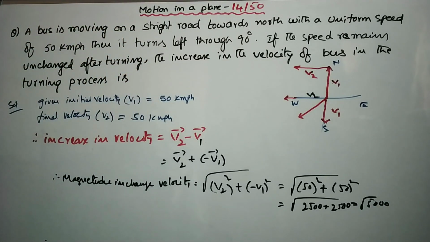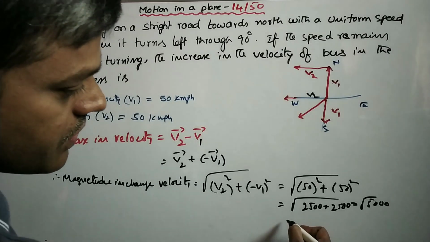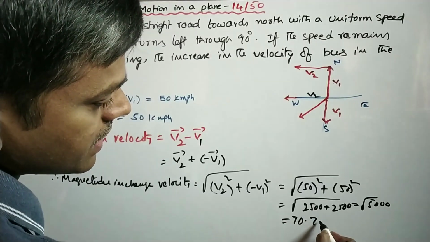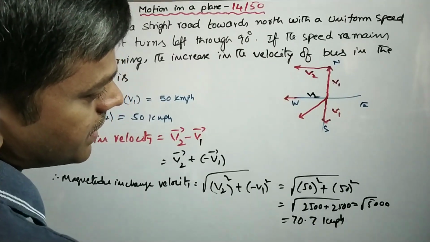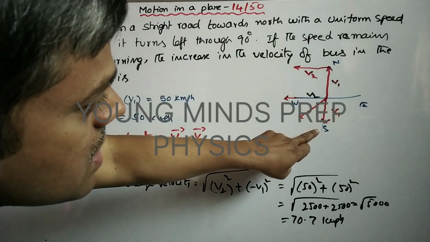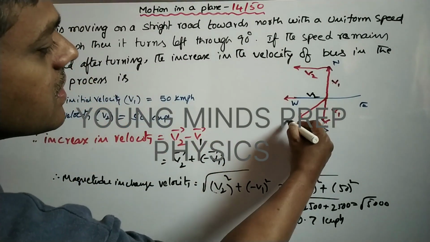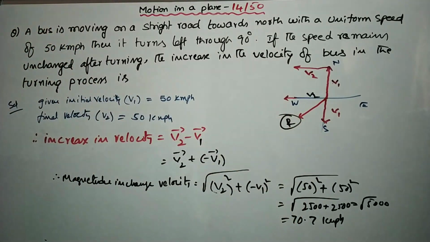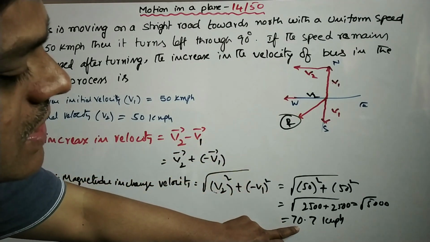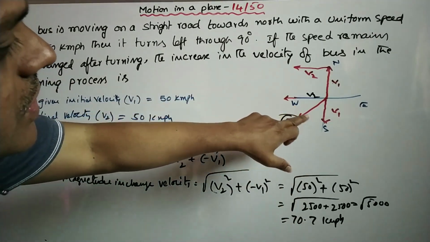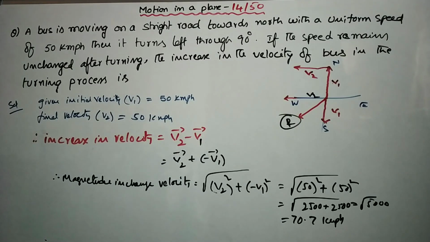Root 5000 is approximately, 7 sevens are 49, so 70 point something. When you take it exactly, it is 70.7 km/h. In what direction? Southwest. So this is the resultant direction of the vector. So the resultant velocity is 70.7 km/h in the southwest direction. Okay, right. Thank you very much.